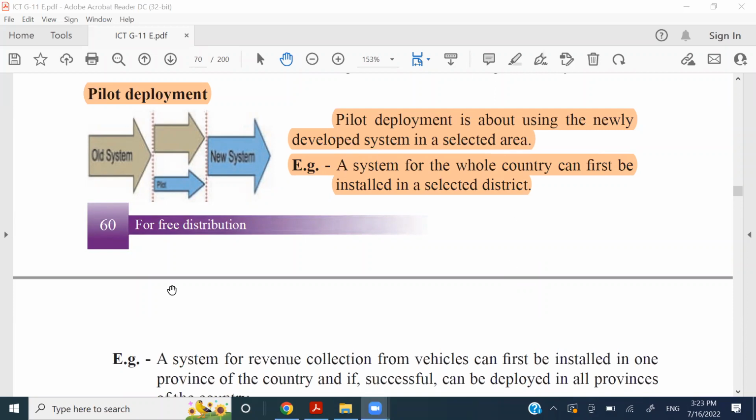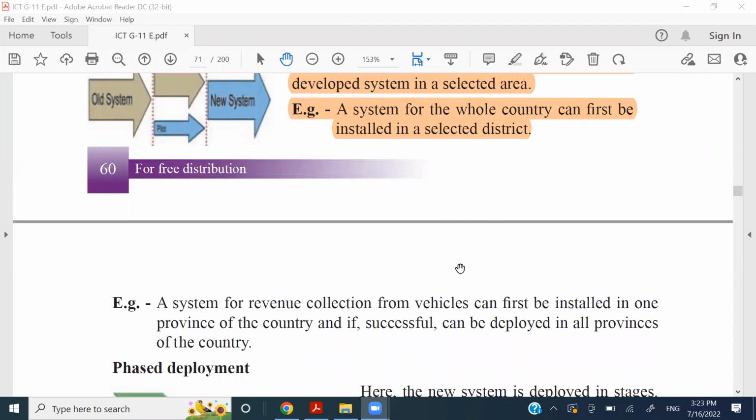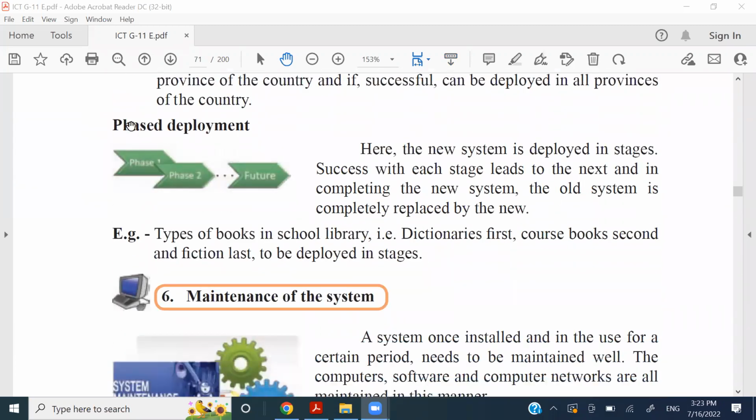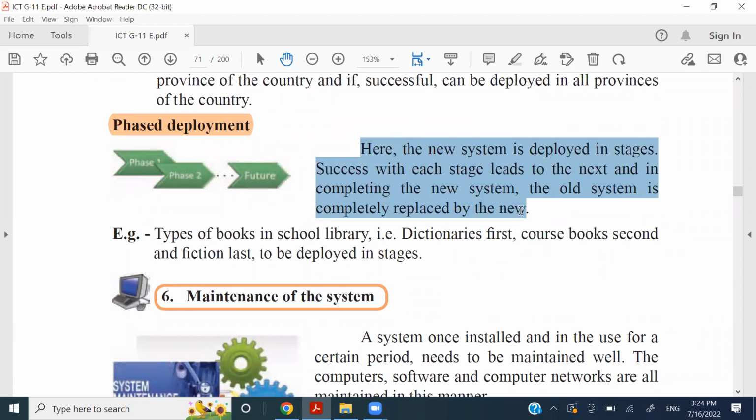All right, are we done? One is done. How about others? All right, so moving forward, the final one, phase deployment. Let's have this.